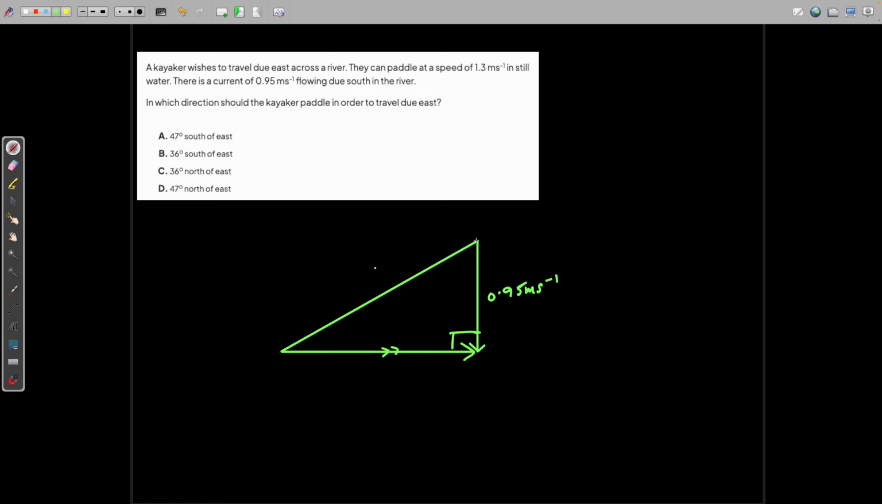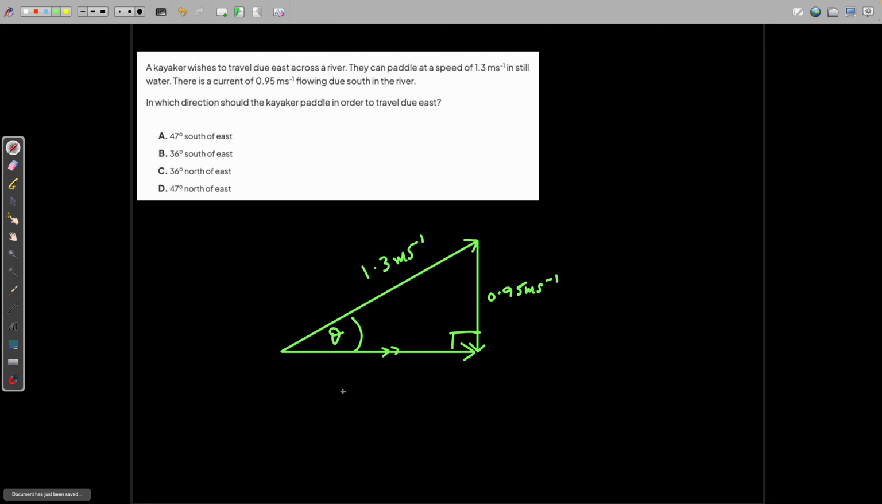So this vector plus this vector gives this resultant vector, which is the due east vector. So this would be the 1.3 meters per second speed that the kayaker can do in still water. And then this is the angle you're trying to find. Well, you could find this angle, but they're all relative to east. So take this angle here.